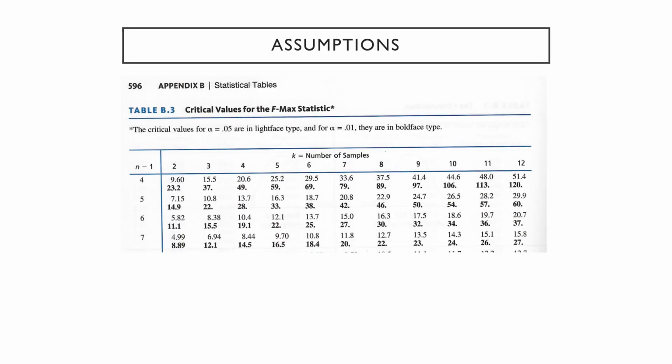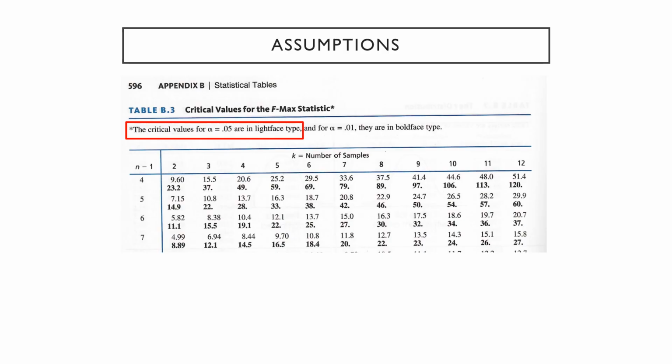From here, we need to compare this to the F-max table to see if the table we have falls into an acceptable range. You can find this table on Canvas in the Stats Tables folder. This table is read a little differently than others in this course. We're sticking to the standard 0.05 p-value, which means we are only looking at the light face type.